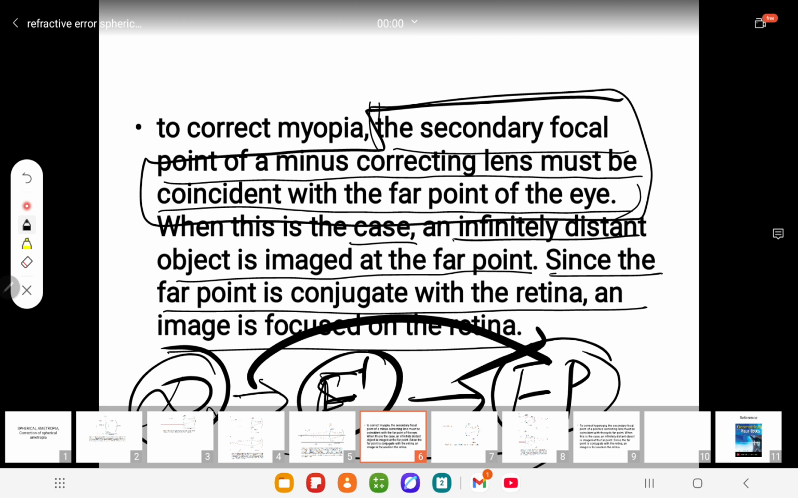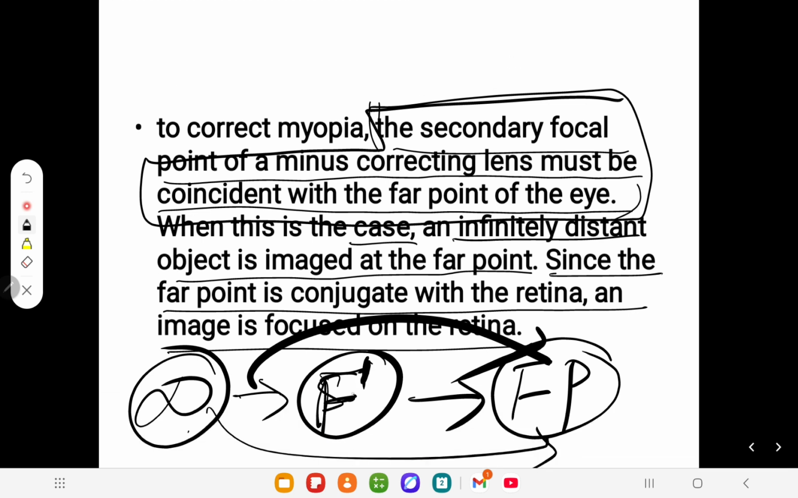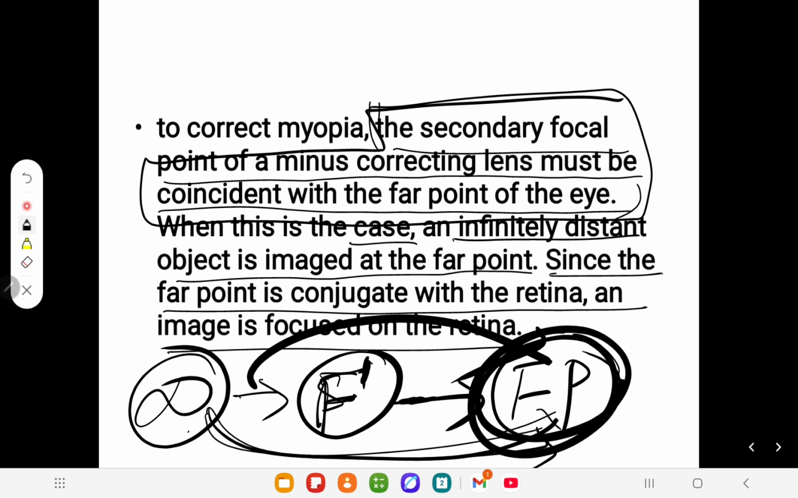Infinity is conjugate with the secondary focal point of a minus lens, and the secondary focal point of a minus lens is conjugate with the far point of an eye. And indirectly, far point is conjugate with infinity. So that's why infinity is conjugate with far point, and we can see distance. This is the basis of optics in case of correcting refractive error.